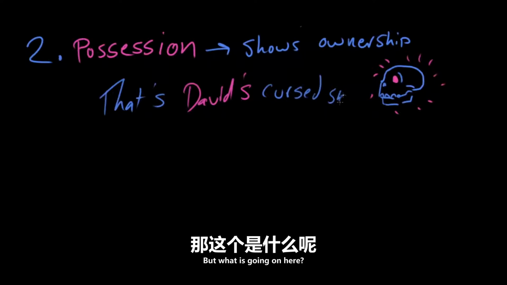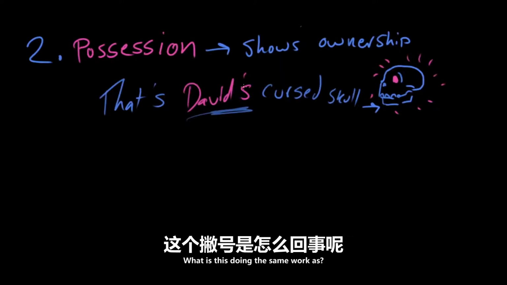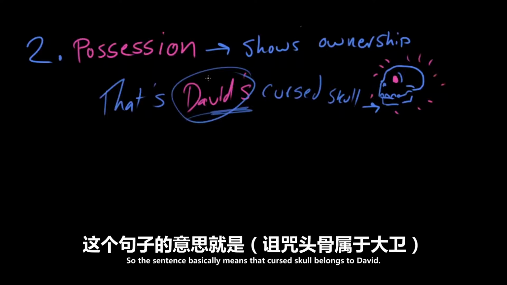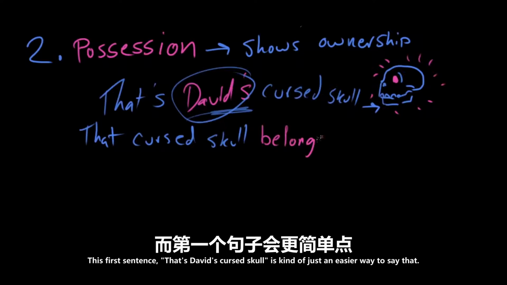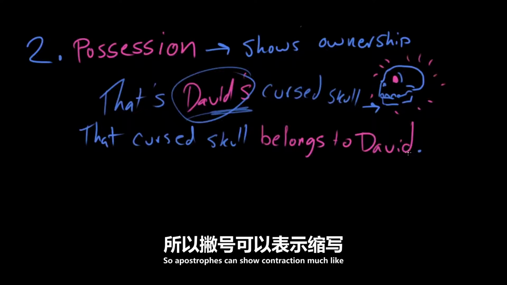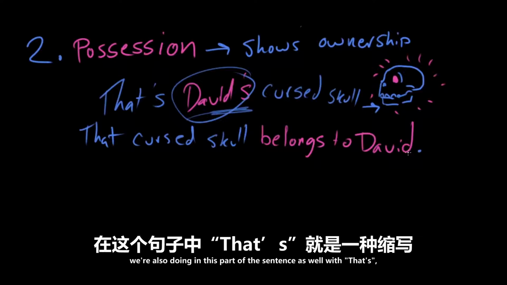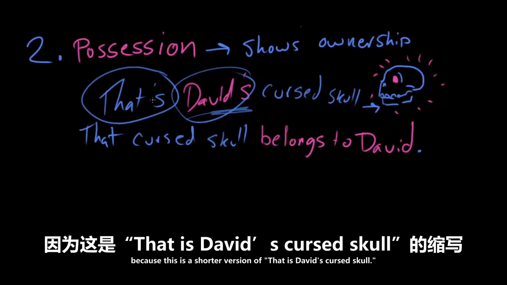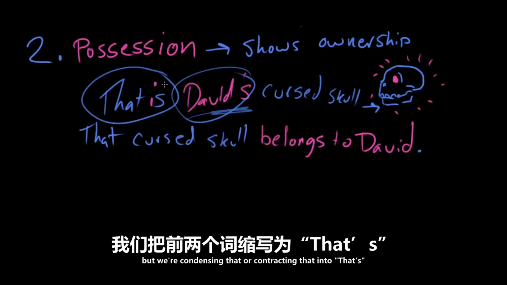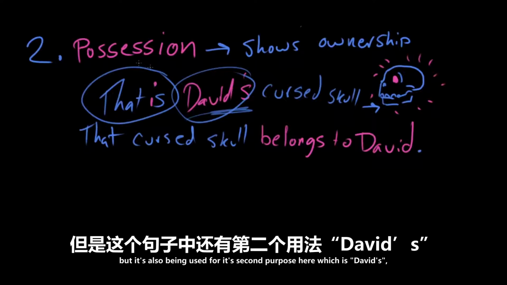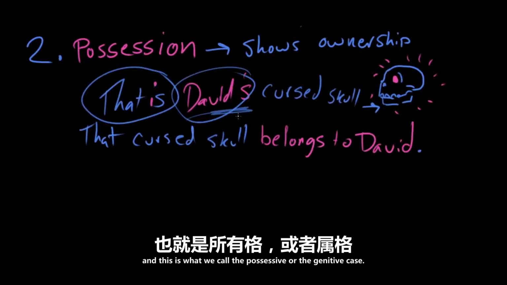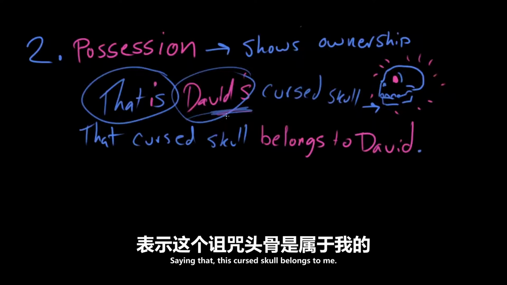But what's going on here? What is this doing the same work as? So this sentence basically means that cursed skull belongs to David. This first sentence, that's David's cursed skull, is just an easier way to say that. So apostrophes can show contraction, much like we're also doing in this part of the sentence with that's, because this is a shorter version of that is David's cursed skull, but we're contracting that into that's. But it's also being used for its second purpose here, which is David's, and this is what we call the possessive or the genitive case, saying that this cursed skull belongs to me.